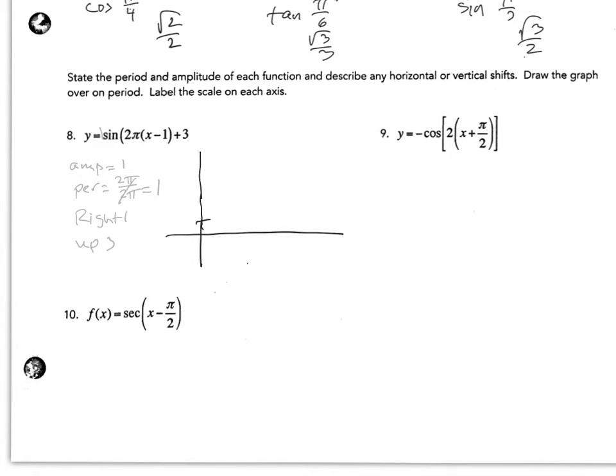Some things you want to make sure you pay attention to: your labeling. Please label stuff when you write it on your axes. So I'm going to count by ones. Here's my up 3. The amplitude is 1, so I have to be able to go up to 4, and obviously down to 2. And our period is 1: 1, 2, 3, 4, 1, halfway. We're also moving to the right 1.